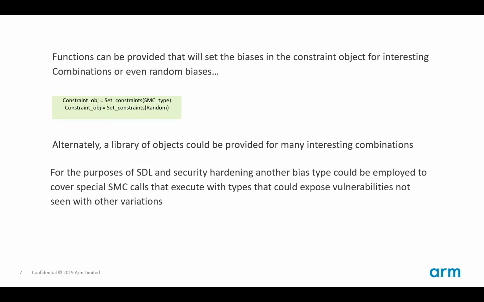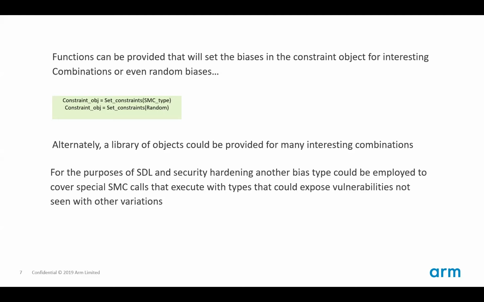Okay, so functions can be provided that will set the biases in the constraint object for interesting combinations or even random biases. My thought is, and it's something for someone that may be a platform owner, we may have a feature in the very near future where you could have your own set of constraint objects that you could apply to your given types of platforms that will exercise the particular functionalities you're interested in seeing. And maybe in the future, we could provide a basic set of constraint objects for the fuzzing that would exercise things we would consider important for the basic functionality we're looking at for ARM. And then others could build their own libraries of constraint objects to see more interesting things that they're interested in seeing.